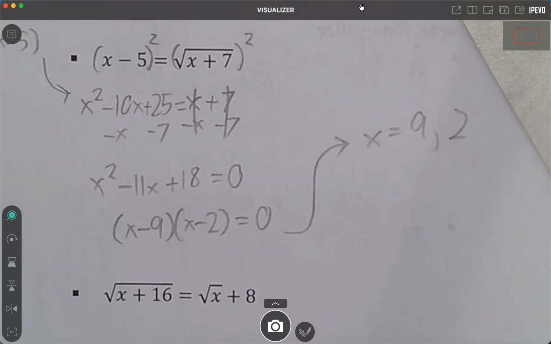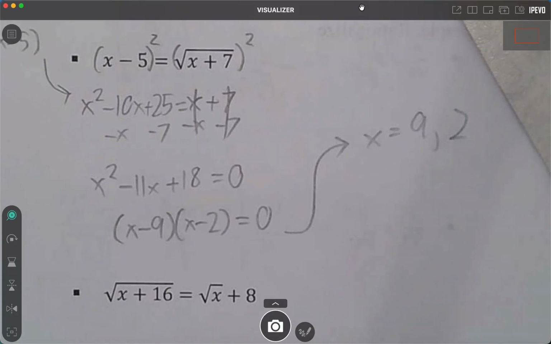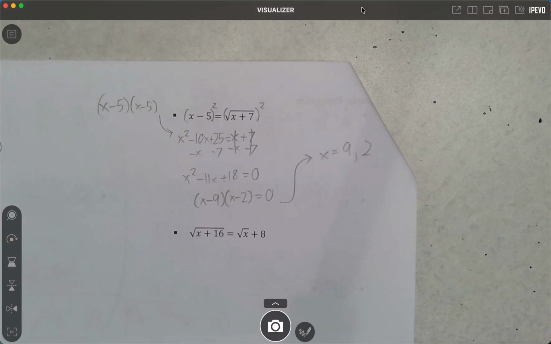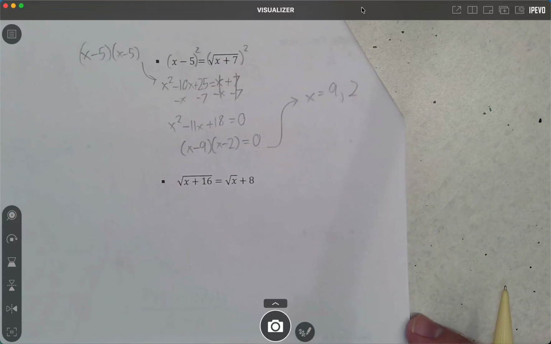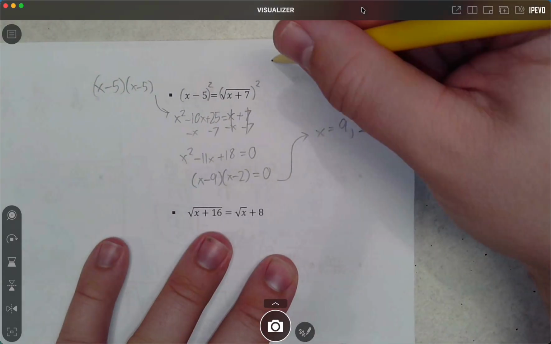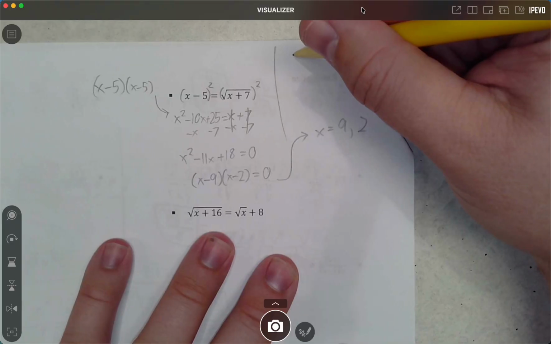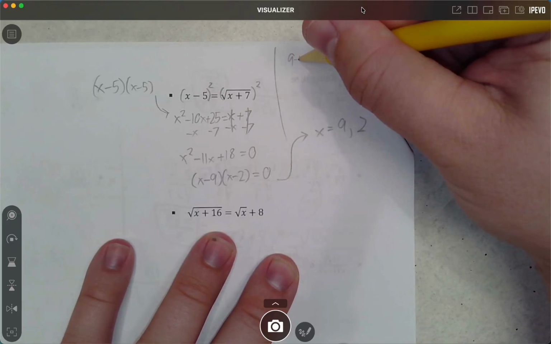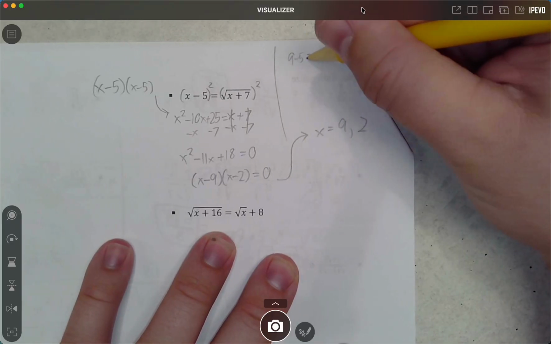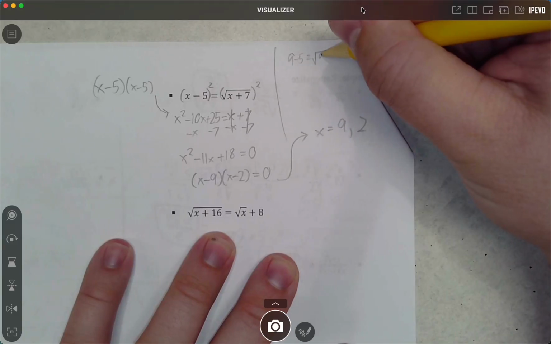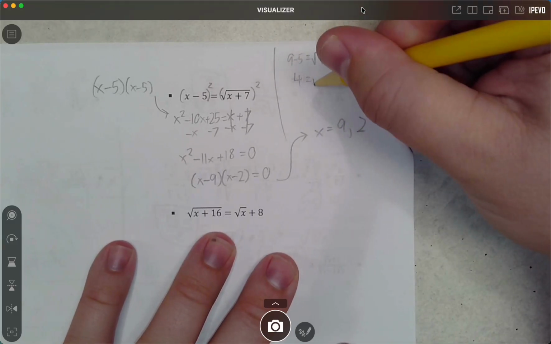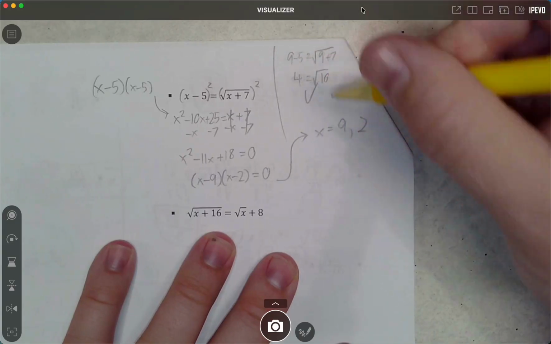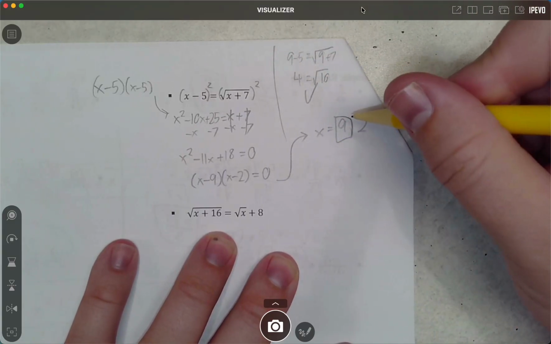Now, here's where it becomes super important that you plug the answer back in and you ensure that it works in the original. So, let's deal with 9. I'm going to do 9 on the top here. On the left, if I plug in 9, that's 9 minus 5. And on the right, if I plug in 9, that's 9 plus 7. That's 4 equals the root of 16. And that's true, so 9 is a true solution.